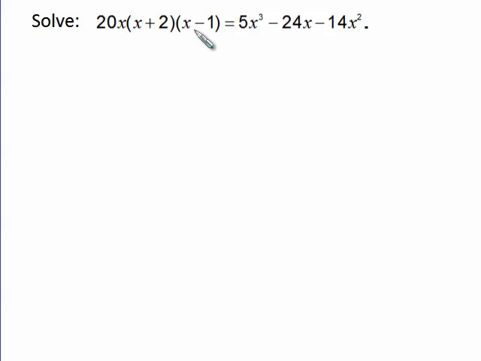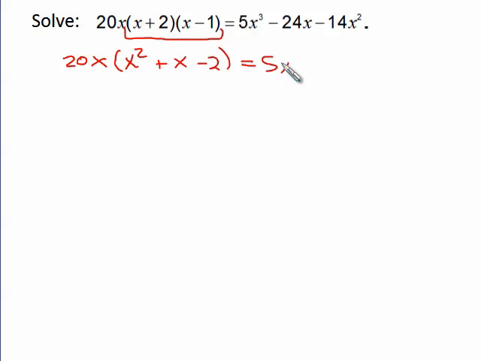So we have three things being multiplied. I'm going to go ahead and multiply these two first because they're a little bit easier to multiply out and then multiply through my 20x. So I still have my 20x here, and then I'll multiply these two out to give me x squared. The outsides will give me negative x, the insides will give me positive 2x, so that will give me a positive 1x, and then the last will give me a negative 2. So that's distributing those out.